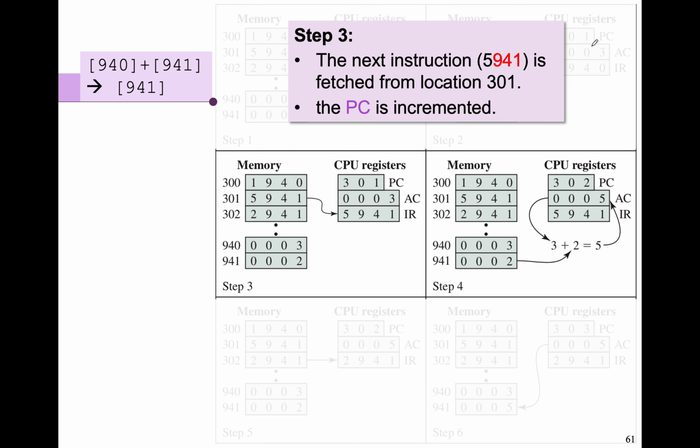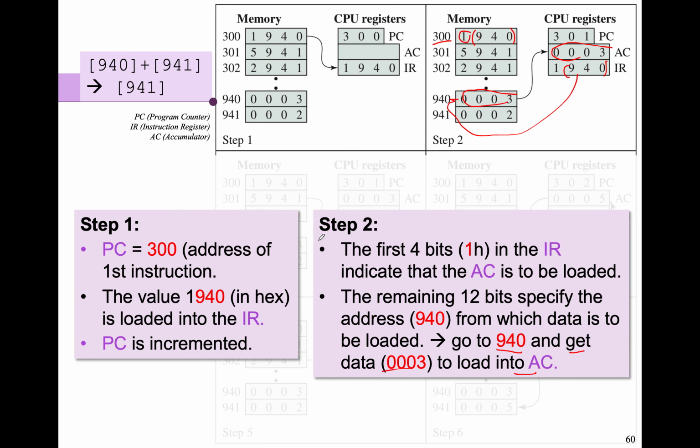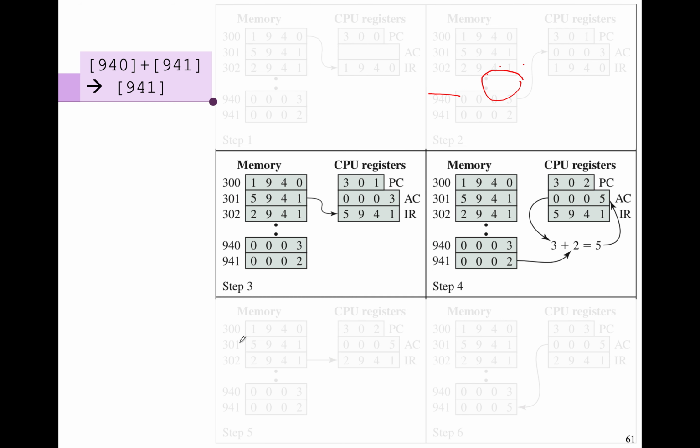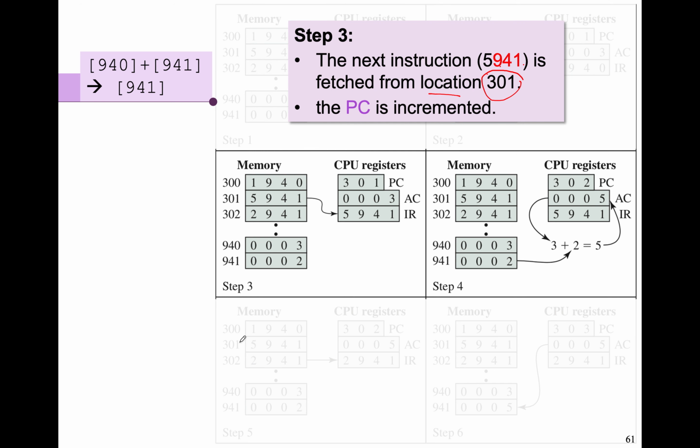For your third step, the next instruction, 5941, is fetched from location 301. What happened is because the PC is already incremented. So this new value will be stored in your IR, and your PC will increase again.